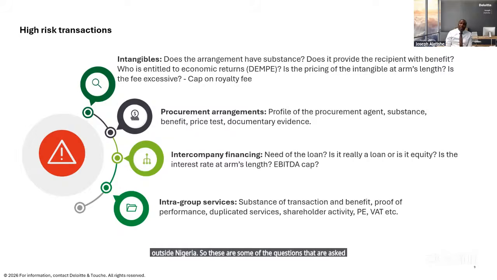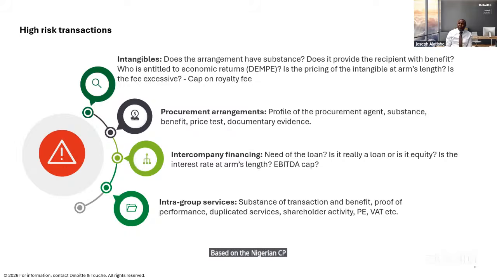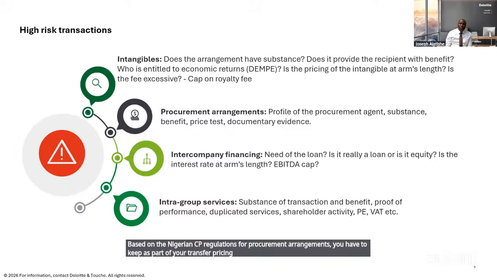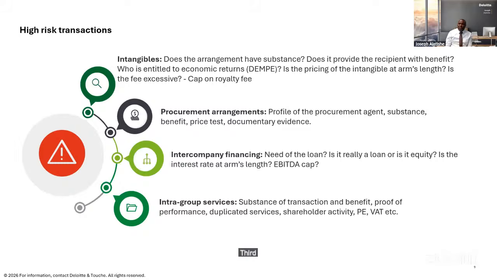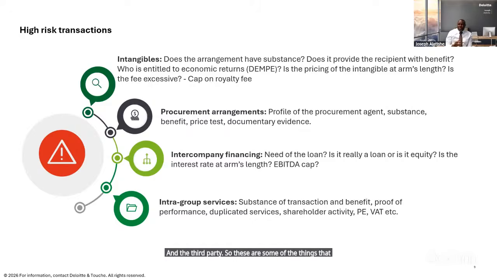Documentary evidence, based on the Nigerian TP regulations for procurement arrangements, you have to keep as part of your transfer pricing documentation third-party documentation of the procurement arrangement, including the original invoice, supplier invoice, that's for the transaction between the procurement agents, your foreign related party, and the third party. So these are some of the things that raise controversies on procurement transactions in transfer pricing audits.